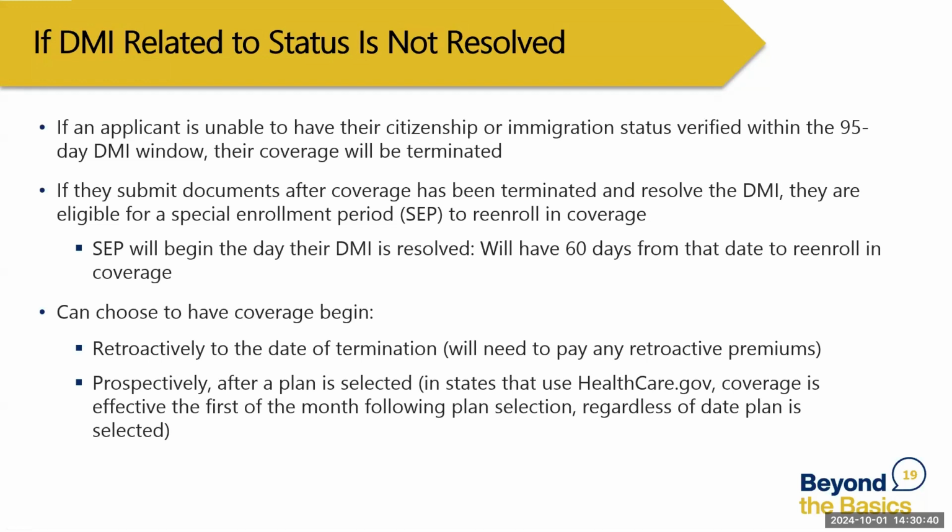If they later submit documents after there has been an expired data matching issue, and they have had their coverage terminated and then they resolve the DMI, they will be eligible for a special enrollment period to re-enroll in coverage. The SEP can begin the day their DMI is resolved, and they'll have 60 days from that date to re-enroll in coverage. You can have the coverage begin retroactively to the date of termination, in which case the individual would then, of course, have to pay any monthly premium share they didn't pay, or they could do it prospectively based off of the plan selection dates that normally are utilized. Next slide, please.